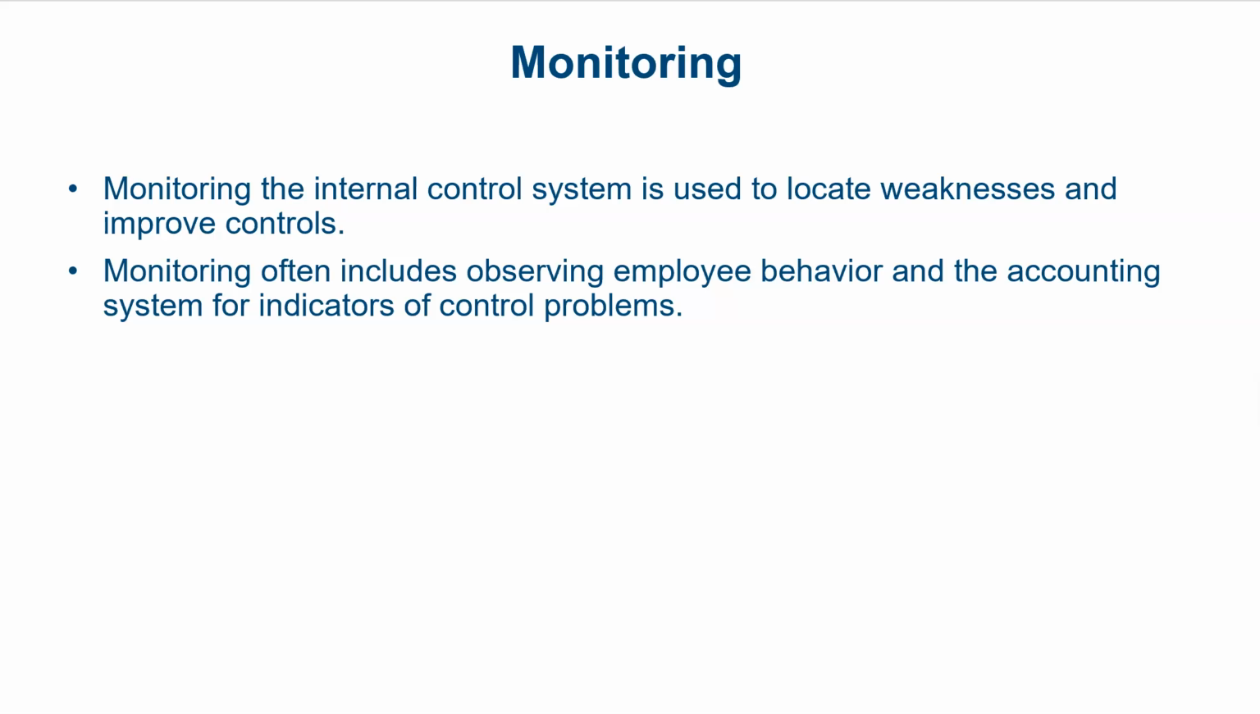Monitoring is important. It's going to help us to locate weaknesses and improve control. So once we set it up, we need to make sure that we monitor it. Observe the employee's behavior. Make sure that they are doing everything that we've set them up to do for these internal controls. And look at the accounting system for indicators of control problems.